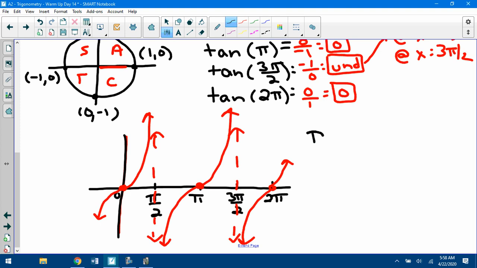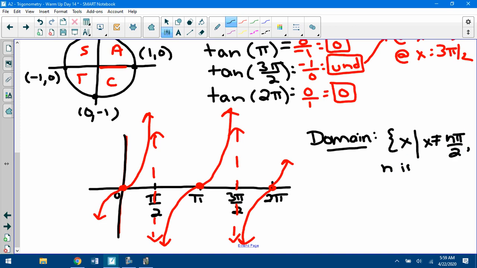If I asked you for the domain, it'd be kind of tricky to talk about because it's not negative infinity to infinity. Anytime I have these spots, I have an asymptote. So I have places where the domain doesn't exist. So one way to write that, again, this is going to look a little weird to some of you. It's x such that x is not equal to n pi over 2, where n is any integer.